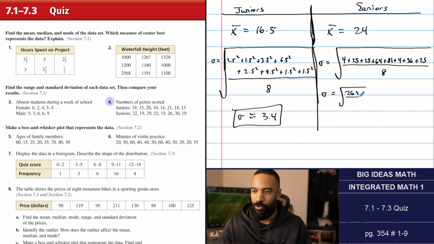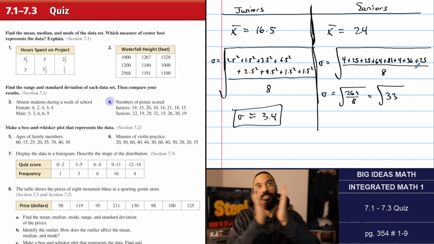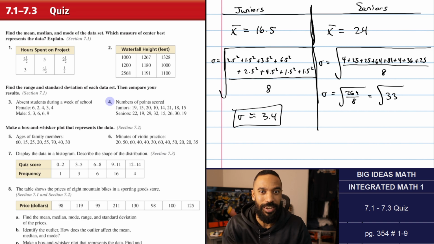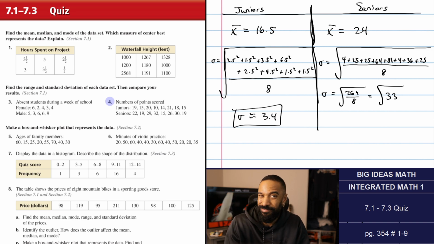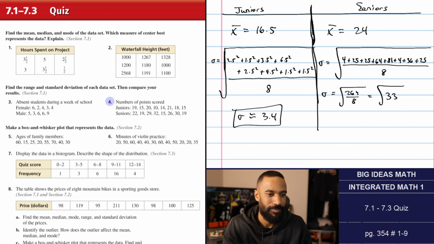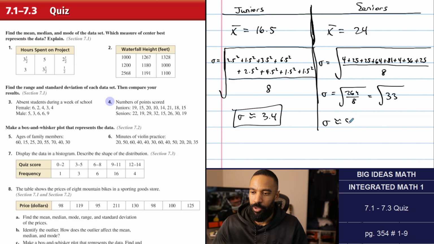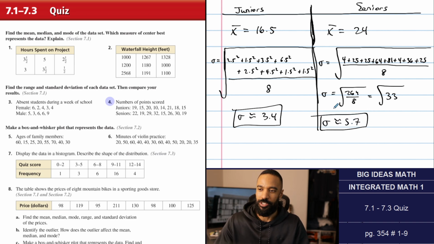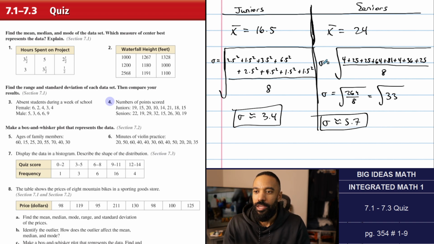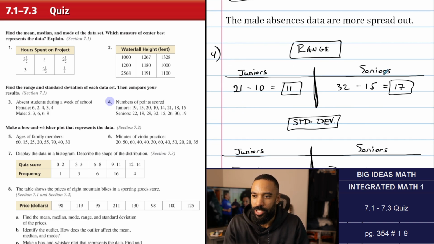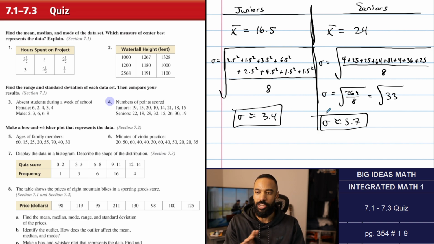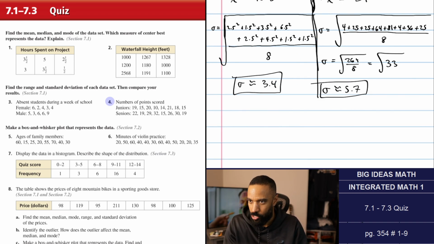So 264 over 8. I'm going to see how much I can do in my head before I have to actually give up. 33. Square root of 33, which is going to be around, I don't know, 5.8. Sure. Let's see. Square root of 33. 5.74. So, boom, 5.7. There we go. That's as much as I did without the calculator till I hit the square root. Okay, so we have to interpret these things here. Seniors had a larger range. They had a higher standard deviation. Seniors are more spread out in their points scored.